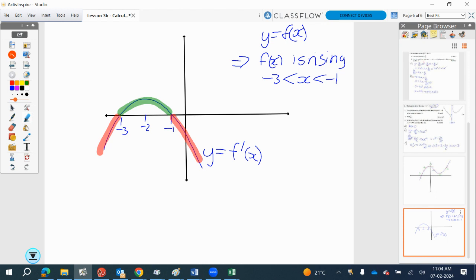-3, because it starts that way. How do we know it starts that way? Maybe it started that way, the outside really down.